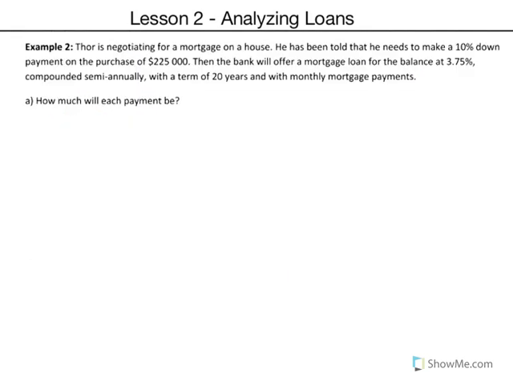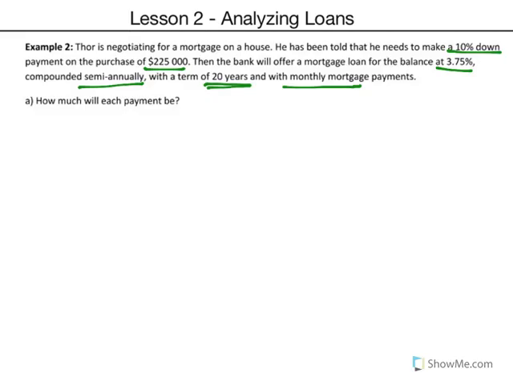Example 2: Thor is negotiating for a mortgage on a house. He has been told that he needs to make a 10% down payment on a purchase of $225,000. The bank will offer a loan at 3.75% compounded semi-annually with a 20-year term and monthly mortgage payments. How much will these payments be?